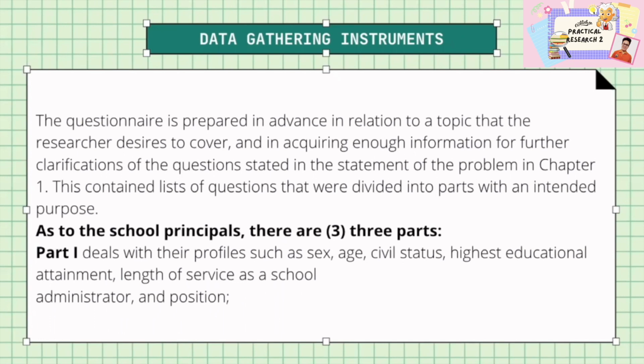So as to the school principals, there are 3 parts. So part 1, what is in part 1? It deals with their profile, such as sex, age, civil status, highest educational attainment, length of service as a school administrator, and position. Okay.